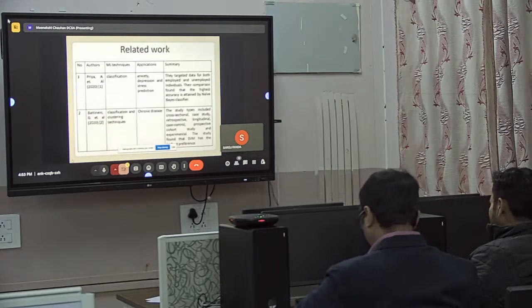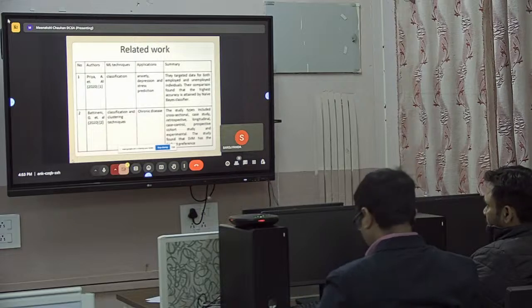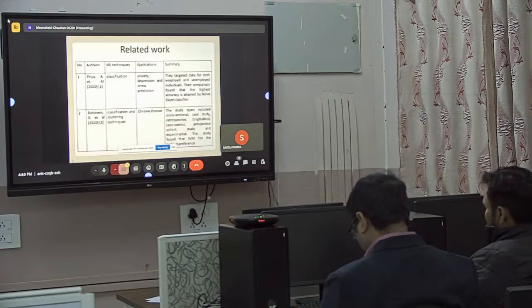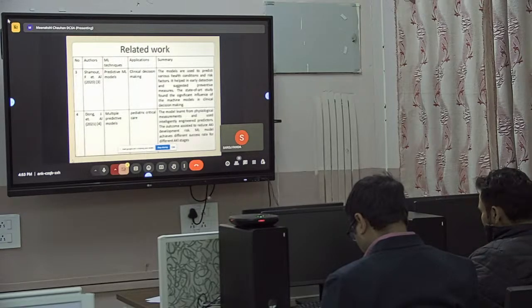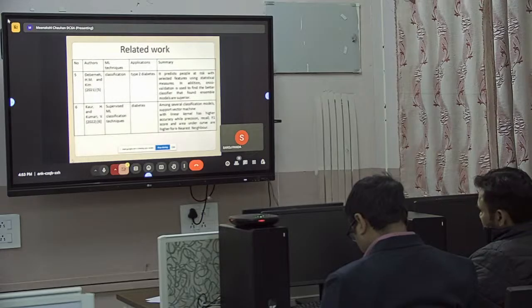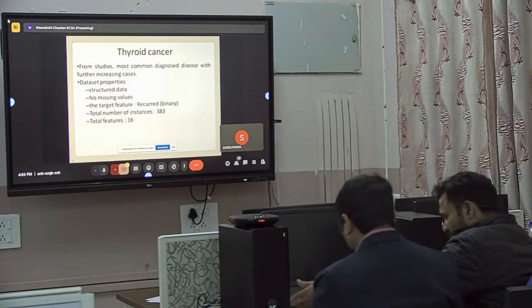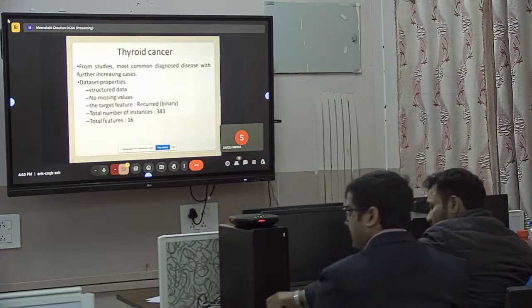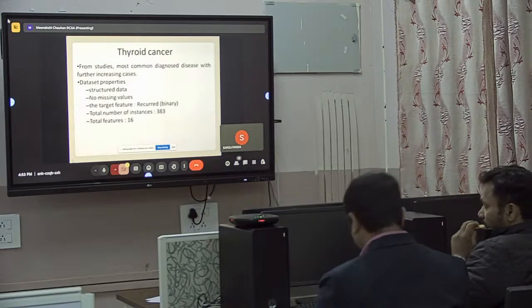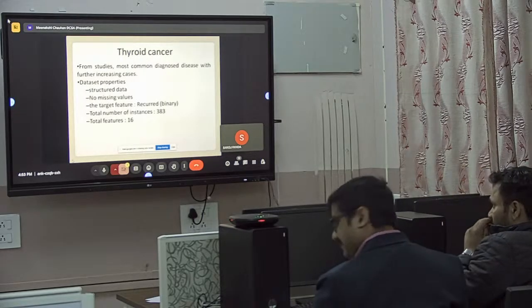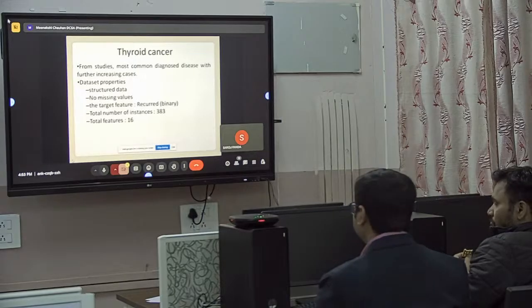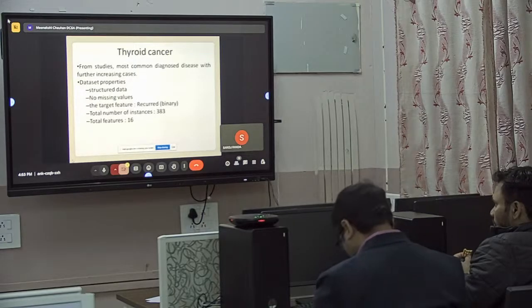And these applications can be found from the study of the literature. Machine learning models have been used in different types of applications, like anxiety prediction, depression, stress predictions, chronic diseases. In these different types of healthcare applications, several types of machine learning techniques have been used. For our problem, we have considered this thyroid cancer recurrence problem.